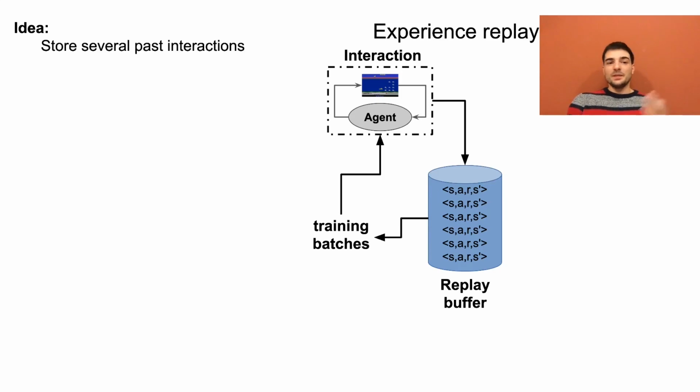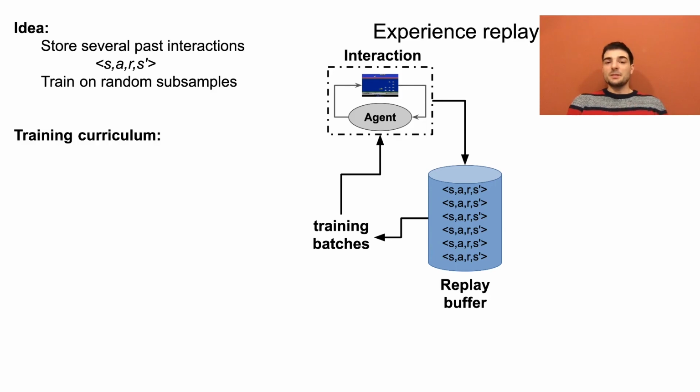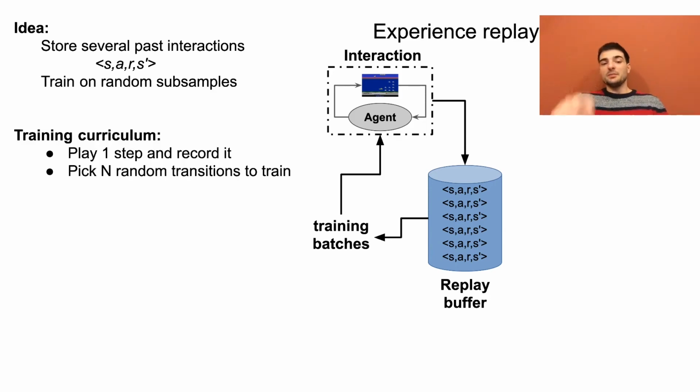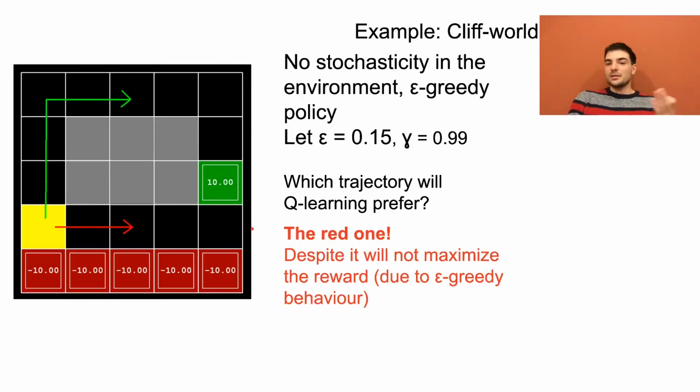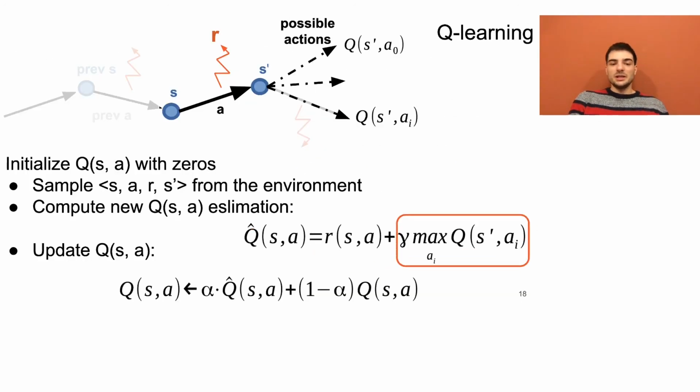So, once again, the idea: store several past interactions, state, action, reward, state, train on random subsamples, and we just play one step, record it, then pick random transitions to train, and repeat. Actually, profit, we don't need to revisit the same state and action many times to learn that action A is good in state S. If you realize that our update rule is actually exponentially smooth, otherwise we need to visit this location several times with this action to remember that it is really a good action. So, kind of that.